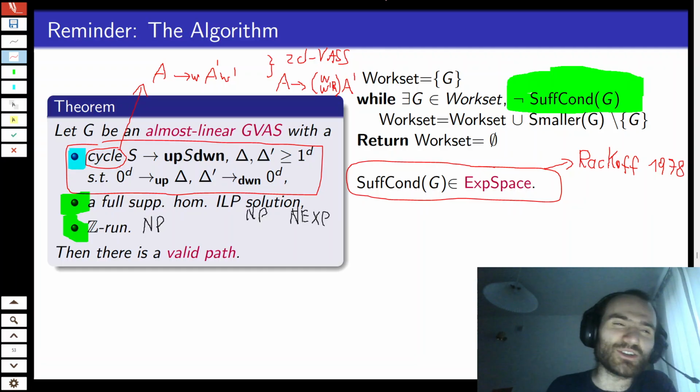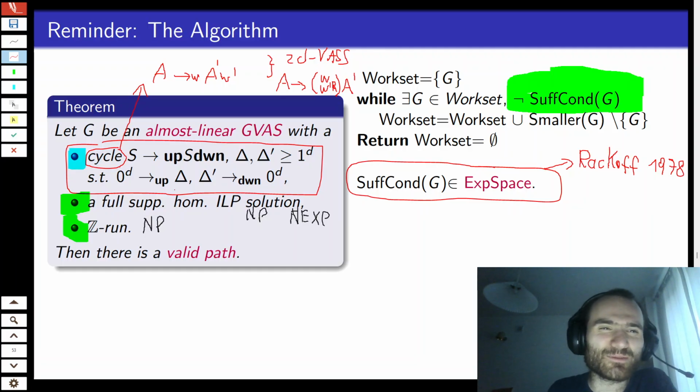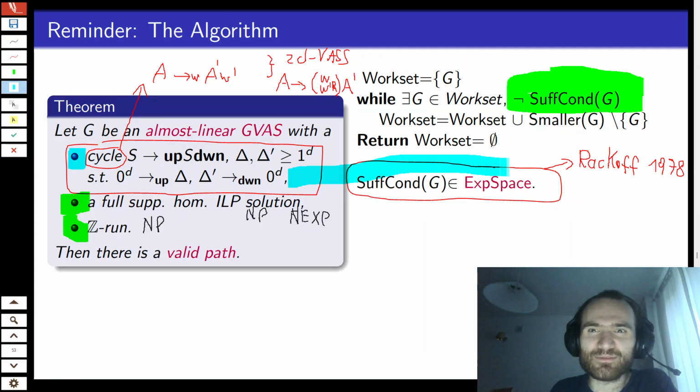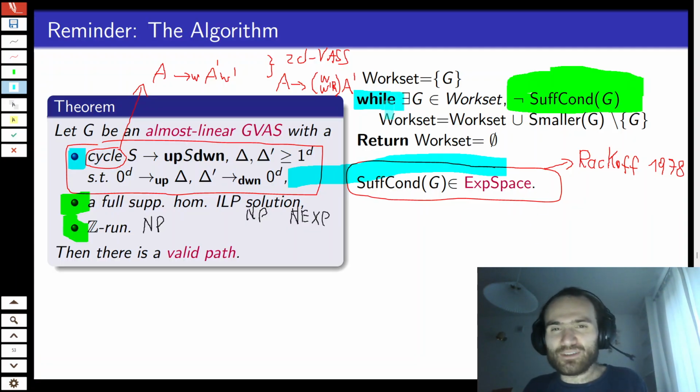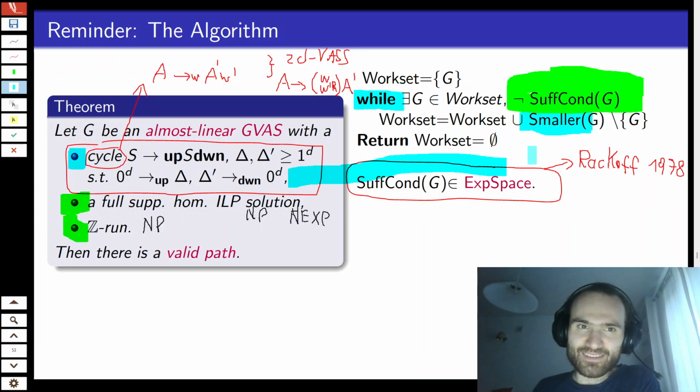Okay, so this is also below exponential space. So really the most difficult condition is this topmost one. And this one I have just argued is in exponential space by Rackoff. So we can actually implement this while loop. And then the only question is, can we implement this thing smaller? Or what does this smaller function do? Well, that's what we're now going to do on the next slides.